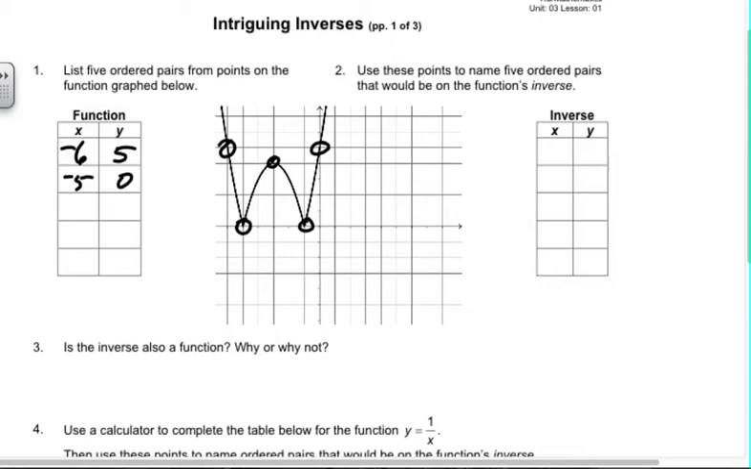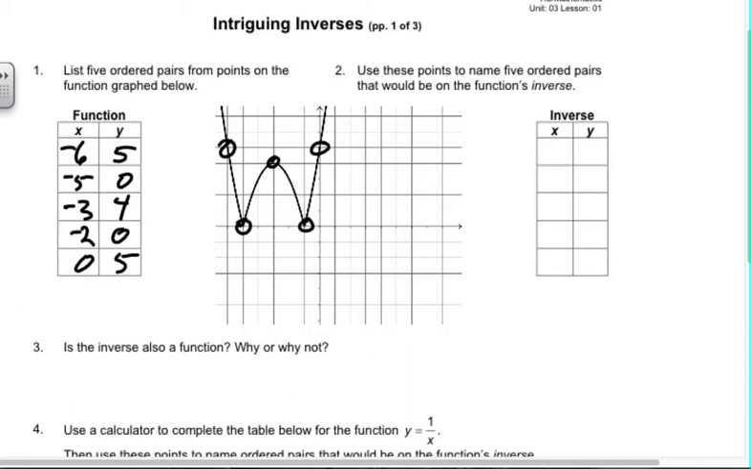The y is 0. On this one, I've got a -3 and 1, 2, 3, 4. This one I'm dealing with -2, 0. And then I've got 0 and 1, 2, 3, 5. So here are my 5 ordered pairs.